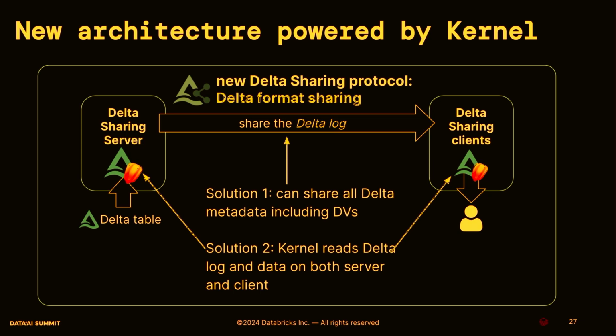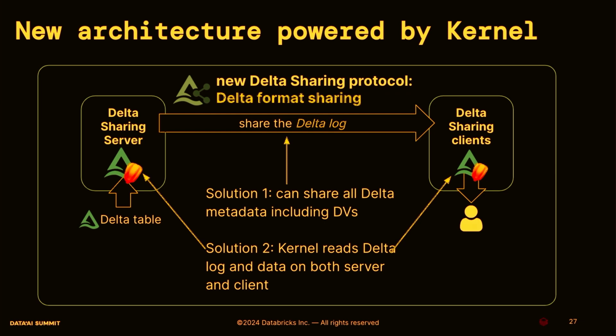Well, it's not unmodified. The log has all the file names replaced by pre-signed URLs, but the rest of the metadata, here is a deletion vector, here is a Parquet file, are all sent over. It's the client's responsibility to read it as a Delta table. And so on both sides, the server side, Delta Sharing server is going to use the kernel to read the Delta table. And on the client side, they are also going to use the kernel to read the Delta table.